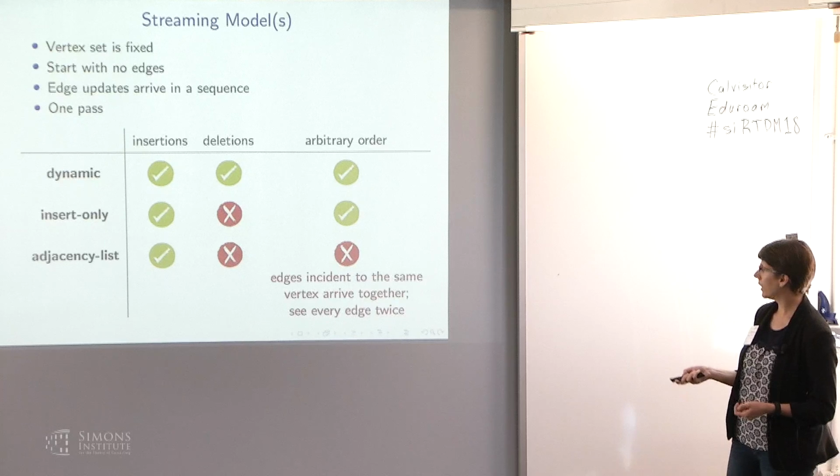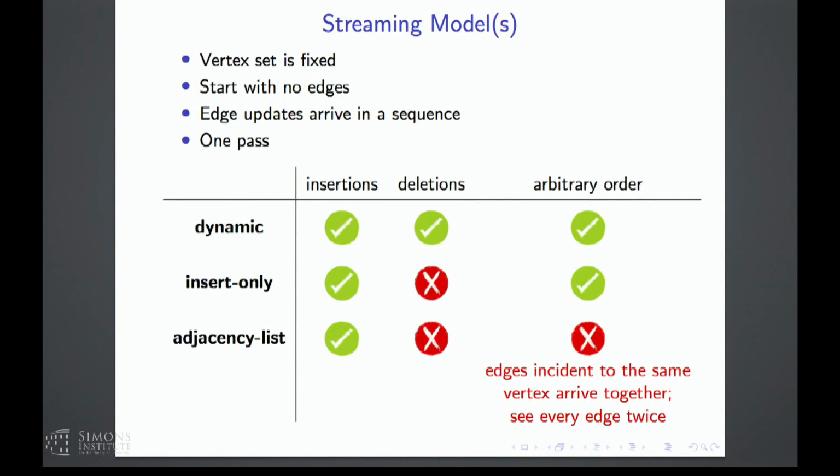So these are the three streaming models that I'll be talking about today. The most general one is dynamic streaming, where updates come in arbitrary order, and we can both insert and delete edges in the graph. Now, in insert-only model, the order is still arbitrary. However, we can only insert edges, but not delete them. And then finally, in adjacency list streams, we're only inserting edges. And now edges incident to the same vertex arrive together in the stream. And actually, we're going to see every edge twice, once for each of its endpoints.